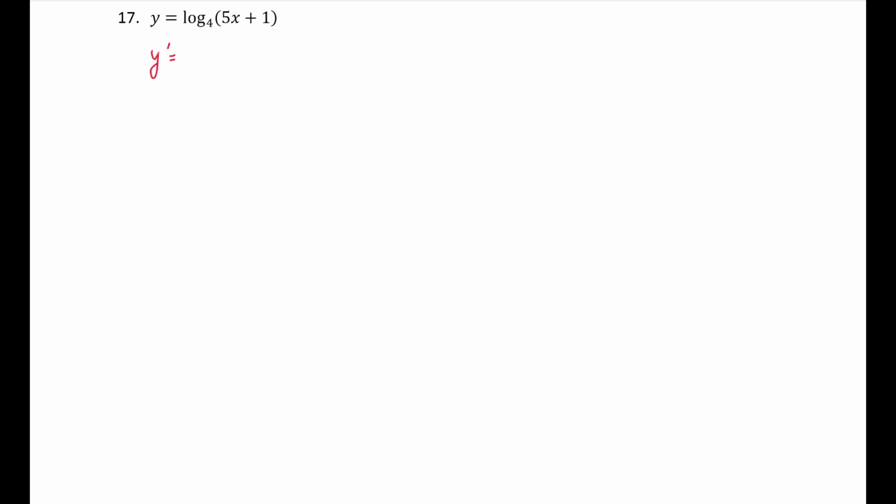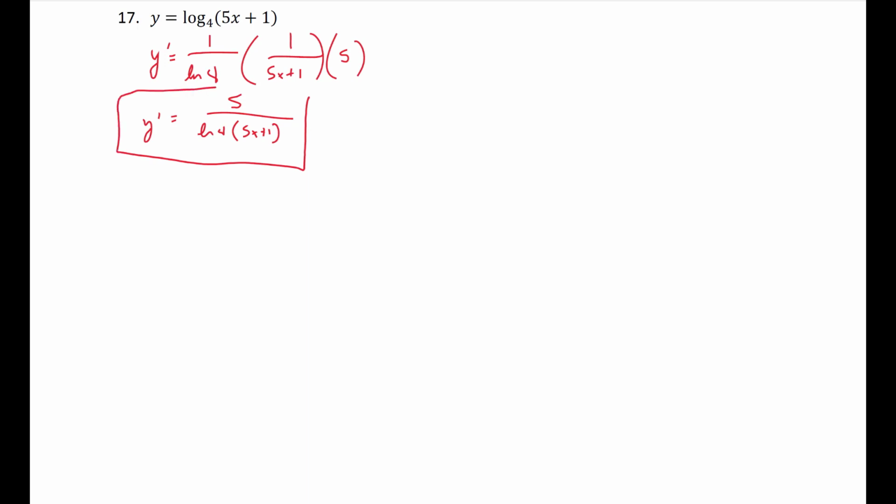So y prime then is 1 over natural log of the base. So 1 over natural log 4. And then times, the rest of it's the same as if this was natural log. So 1 over blah, so 1 over 5x plus 1, times our derivative of the 5x plus 1, which is just 5. And so we're left with 5 over natural log of 4 times 5x plus 1. And that is our derivative.